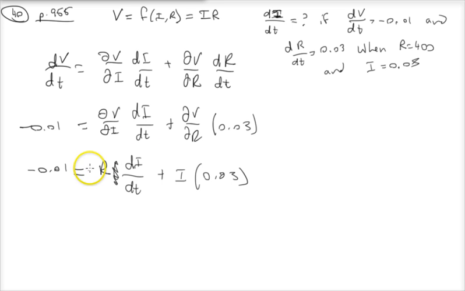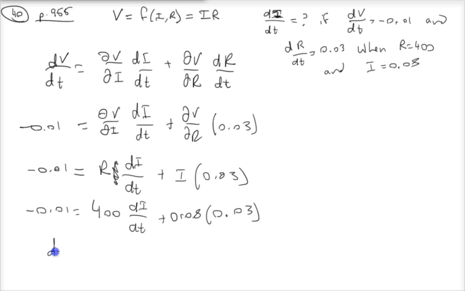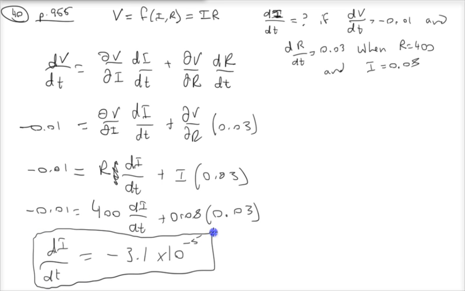What we need to do now is plug in for R and I. So we'll get negative 0.01 equals 400 times dI/dt plus 0.08 times 0.03. We can rearrange all of our variables and we will get that the rate of change of the current with respect to time is going to be negative 3.1 times 10 to the negative fifth. So basically we understand that the current is going to be decreasing, but decreasing very, very slowly.